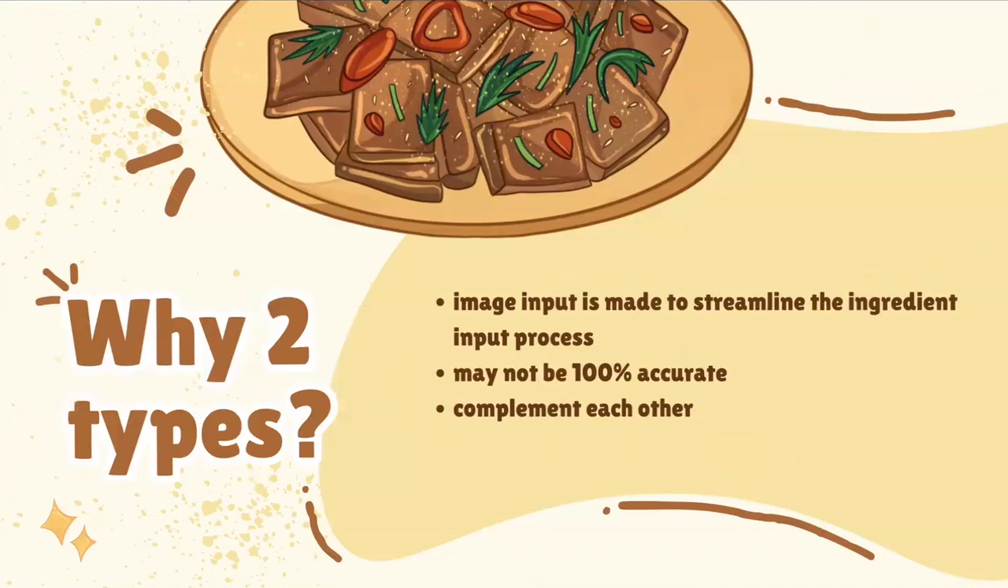So let me explain why we have two different ways to input your ingredients. While the image input feature is aimed to streamline this ingredient inputting process, it may not be entirely accurate due to a host of reasons, such as differentiating between similar-looking ingredients like cake flour versus plain flour. Moreover, the angle or picture submitted may not be the clearest for the algorithm to identify the ingredient accurately. Therefore, the manual ingredient input feature is built to counter this potential issue.